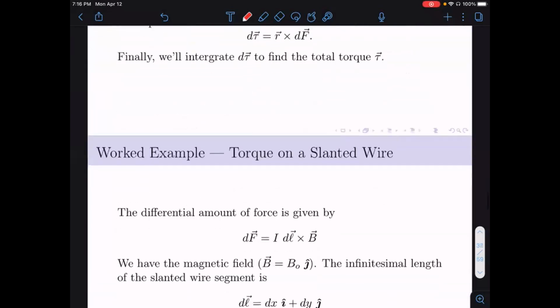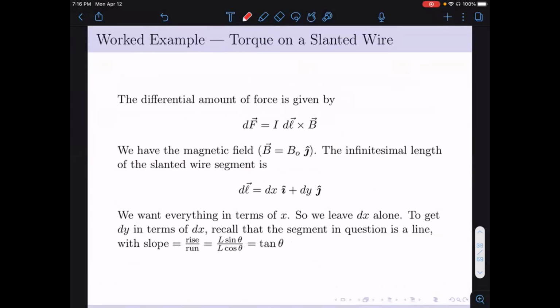So we know that the differential amount of force is given by DF equals I DL cross B. We already have the magnetic field, so life's good there, we don't have to worry about that. In most cases that will actually be the case; the B field is usually given to you because you have to find a bunch of other stuff anyway. So all we have left to figure out in this DF expression is that differential length, because I is given as a constant.